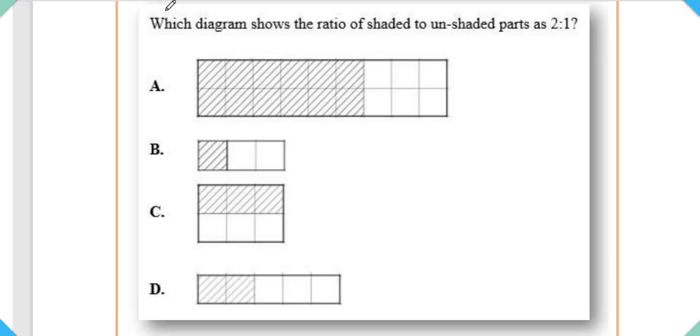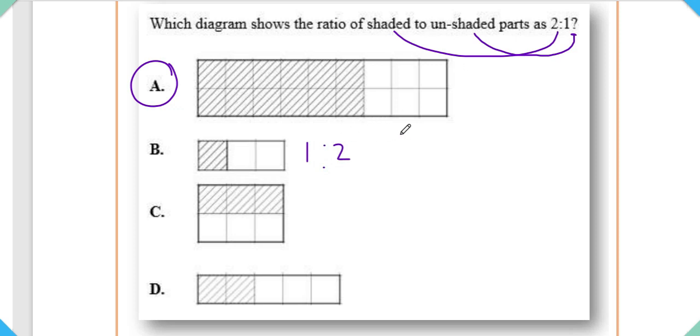Item 7. Which diagram shows the ratio of shaded to unshaded parts as 2 to 1? So the shaded part is 2, the unshaded part is 1. So which one of these diagrams is showing us this? Right away I say that the answer is this. Let us verify that the answer is in fact A. In this diagram, the shaded part is 1 and the unshaded part is 2. So this diagram is 1 to 2. That is not what the question is asking us.